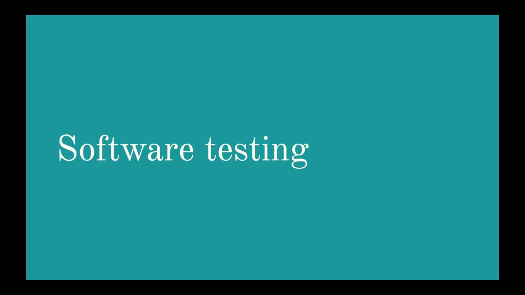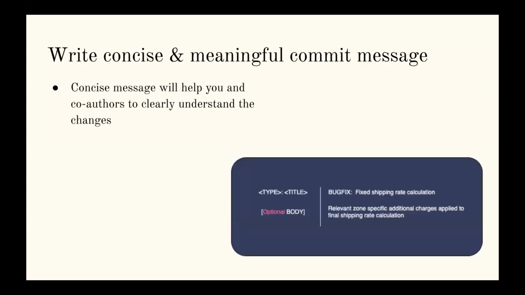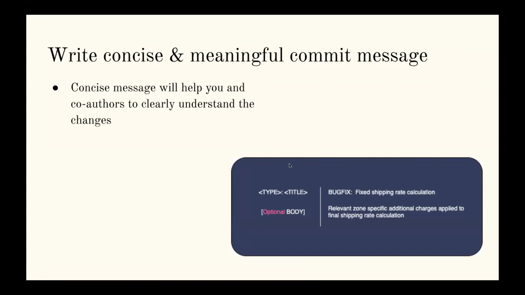If I go back quickly here, the first slide, this is the basic template I follow, and that works for me in most cases. We add a few more information in the body, but that's not part of the template. The standard way is type, title, and then an optional body if you want. The body is not really important. For us, we tag the ticket, for example, the issue ticket, so we don't need to explain what it is. We just give the title.